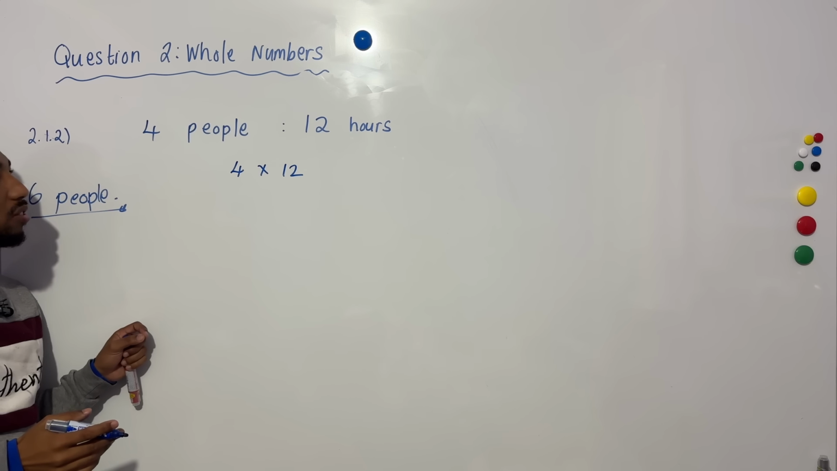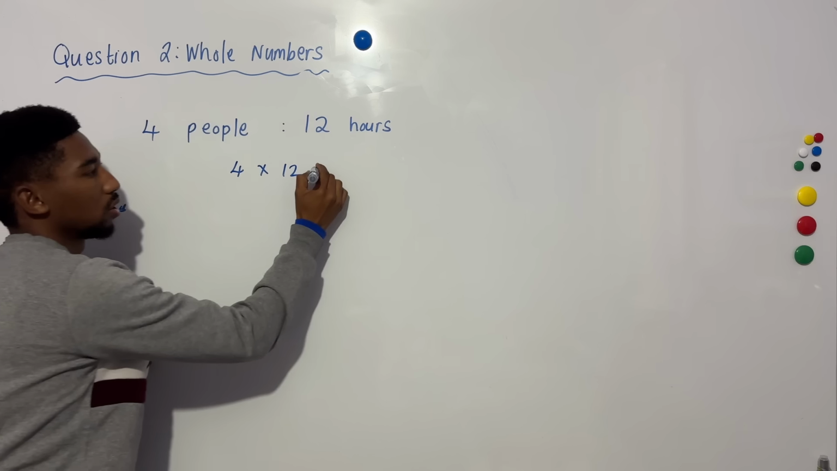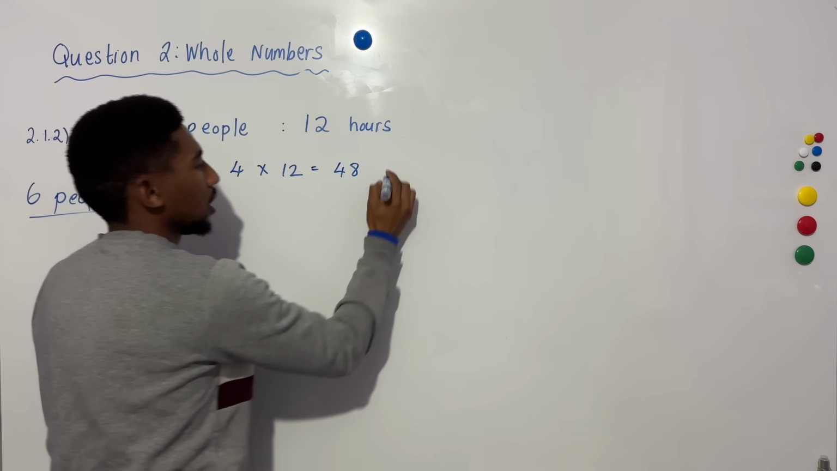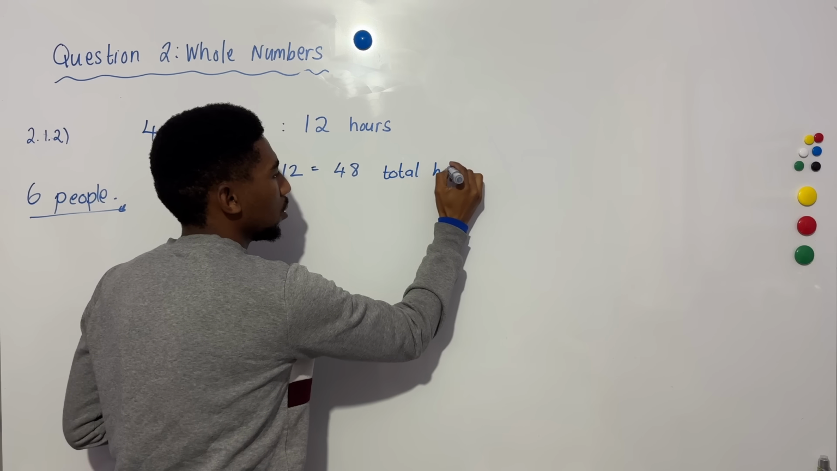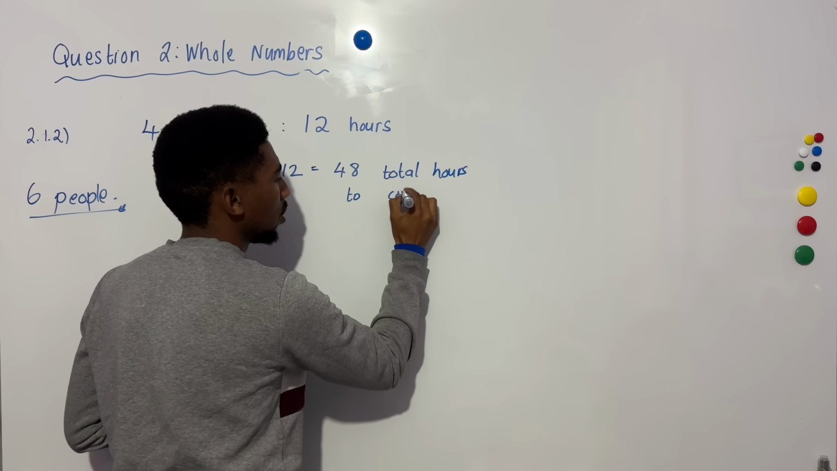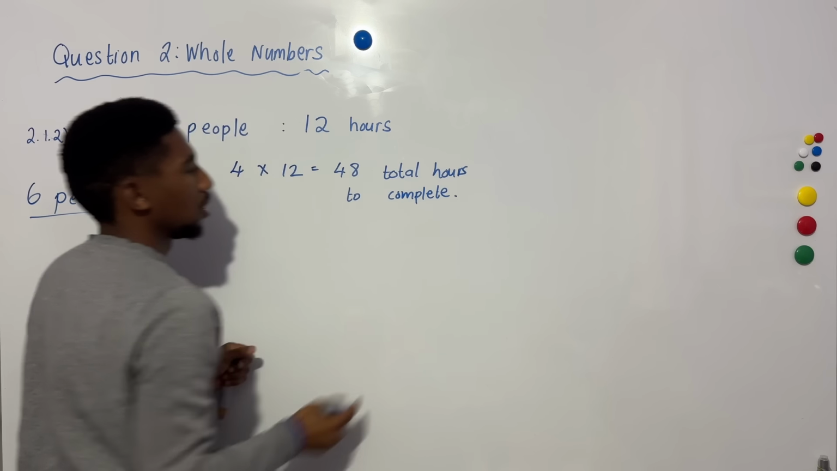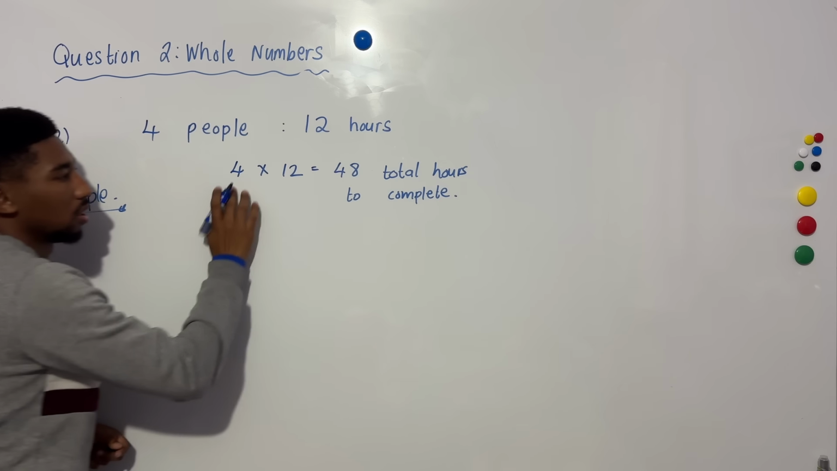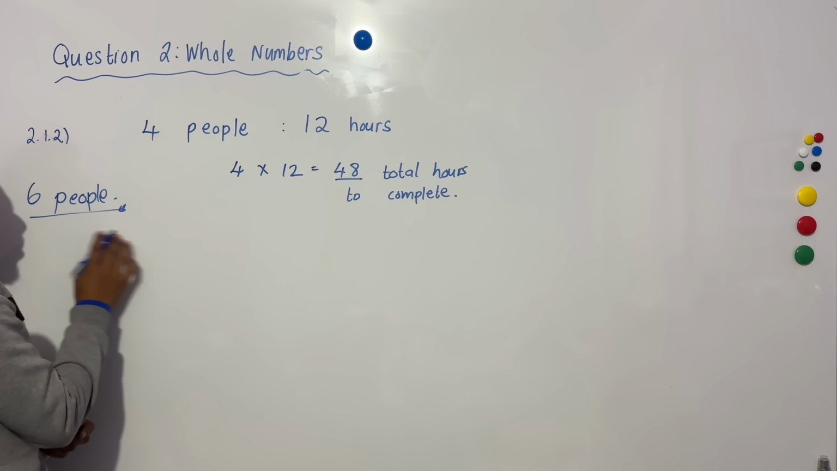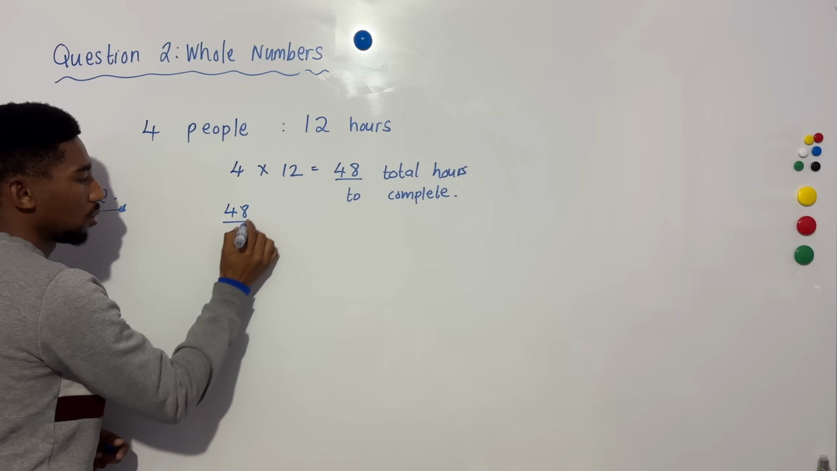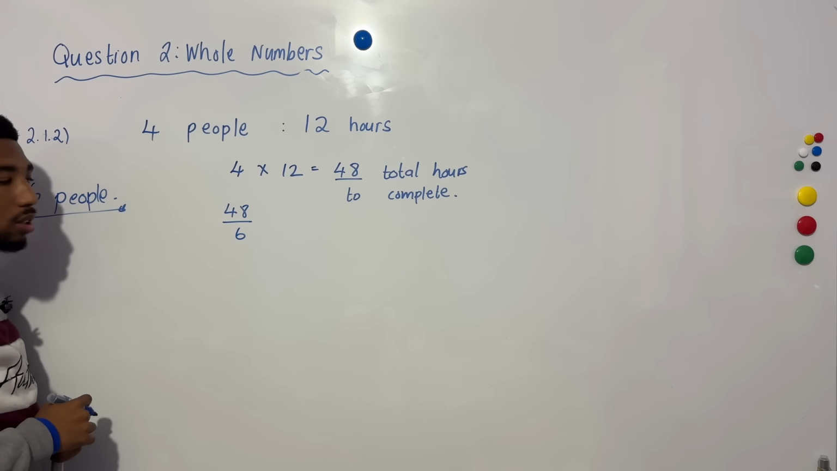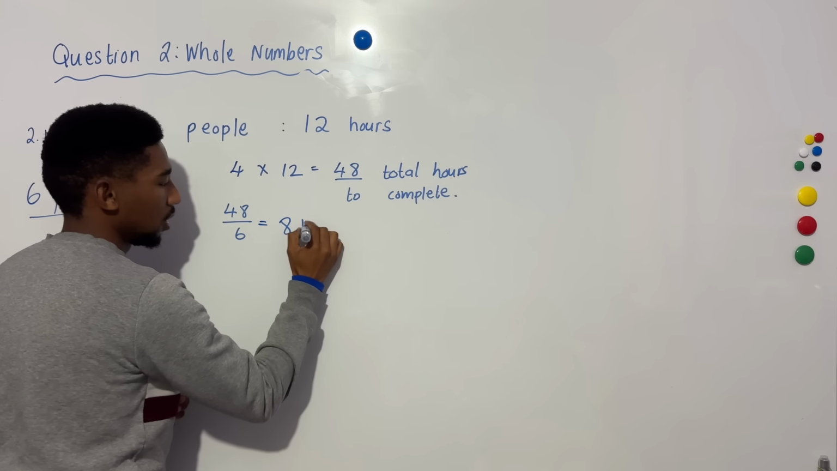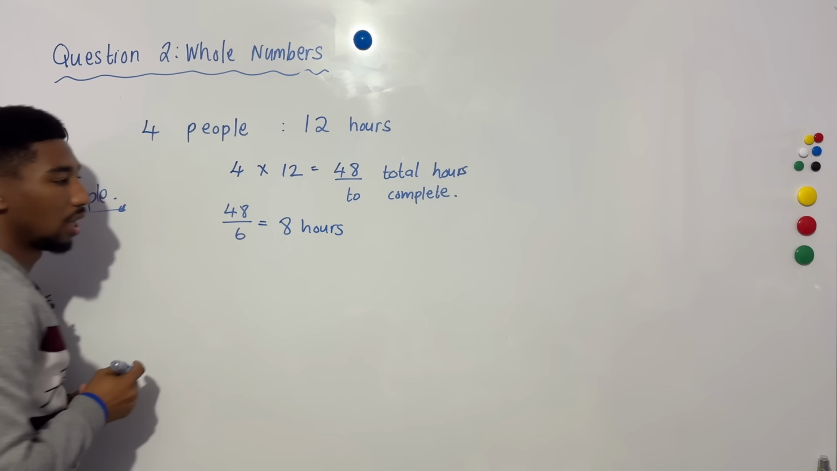I am simply multiplying 4 by 12 to get my answer of 48. This 48 is the total hours to complete. Okay, so we have 4 times 12 is 48 total hours to complete. Okay, and then to find out how many hours 6 people would take, we have that 48 hours and we're going to divide it by 6. Okay, because we're going to split those hours equally by 6, and then our answer is 8 hours.